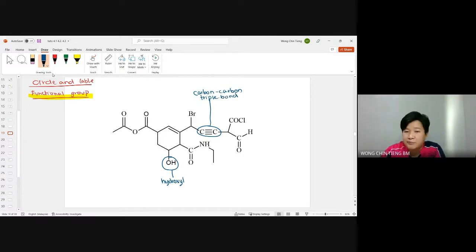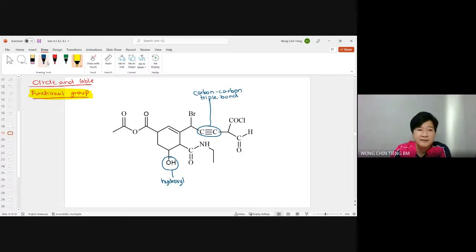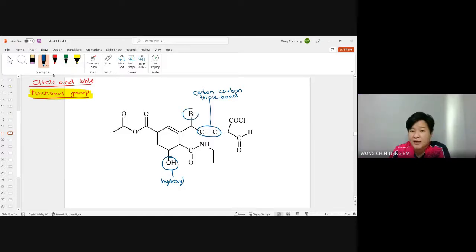Next, apa lagi yang kamu nampak? Halogen. Halogen yang mana sayang? BR. Kita hanya bulatkan BR dan kita label halogen. Functional group ya. Boleh beza nama. Make sure kamu boleh beza nama tu. Lagi?